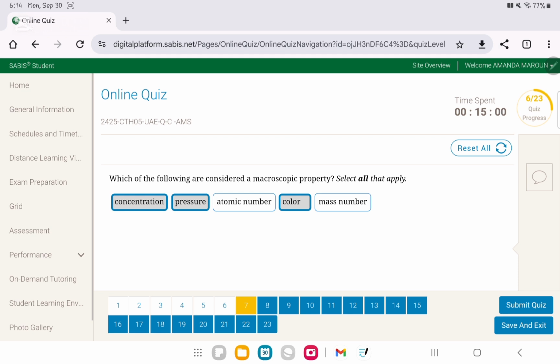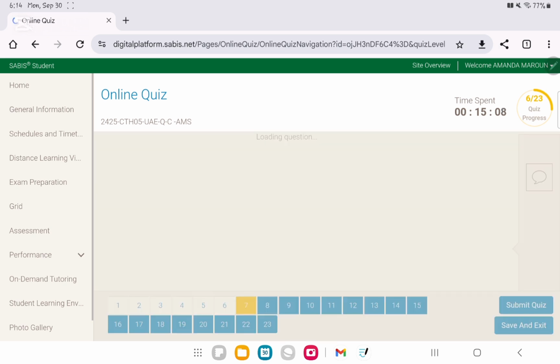So think of the ones that you can measure without using a microscope. You don't need a microscope to see concentration, pressure, or color. The only things you need a microscope for are the atomic number and the mass number.